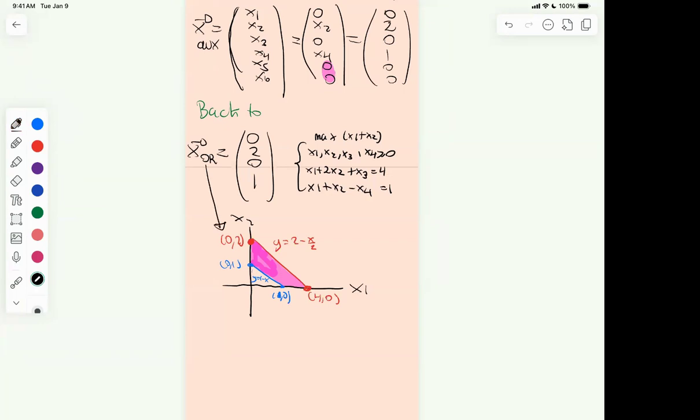And if you look at the max, what is the max of x1 plus x2? You can just do it by adding quickly. You're just adding the two coordinates, right? This adds to 2, this adds to 1, this adds to 1, this adds to 4. So the max is actually here.